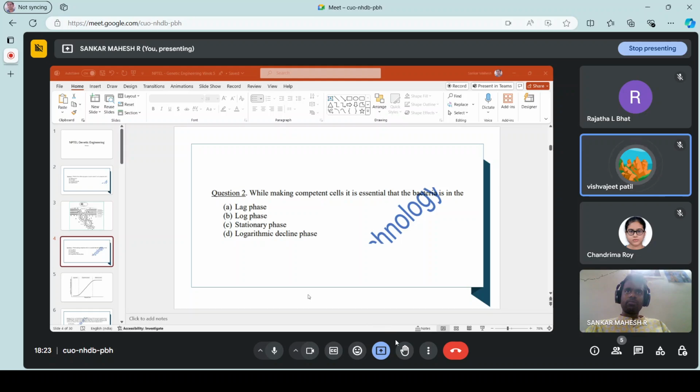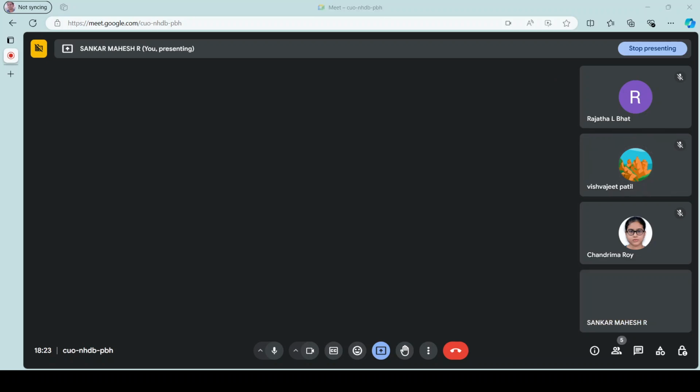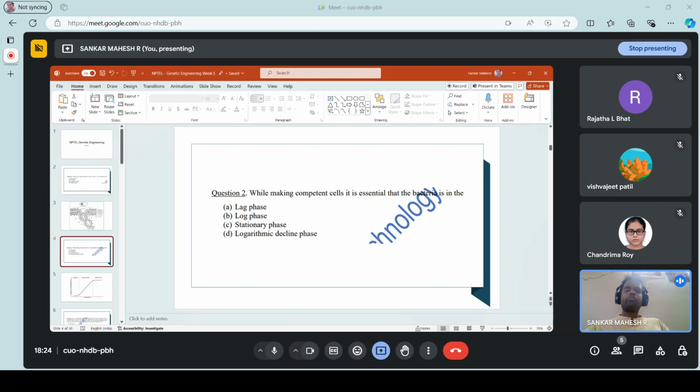Yes, sir. Okay, cool. The next question is, while making competent cells, it is essential that the bacteria is in option A lag phase, option B log phase, option C stationary phase, and option D logarithmic decline phase. Yeah, we can take a couple of minutes and then start answering this question.